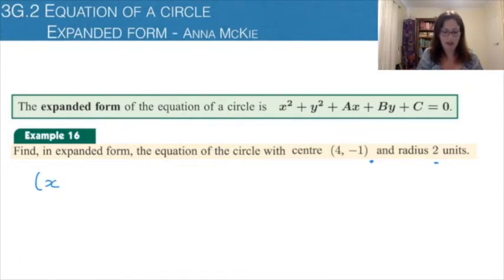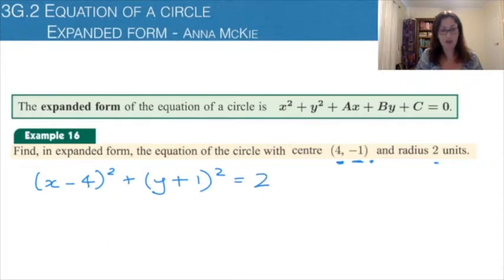So we have x, subtract, then you look at the x coordinate of the center, so subtract 4 all squared. Now in this equation there's a plus that comes there now. Bracket y, subtract the y coordinate of the center, because that's a -1, it turns into a +1 there, all squared, is equal to the radius, which is 2 all squared.